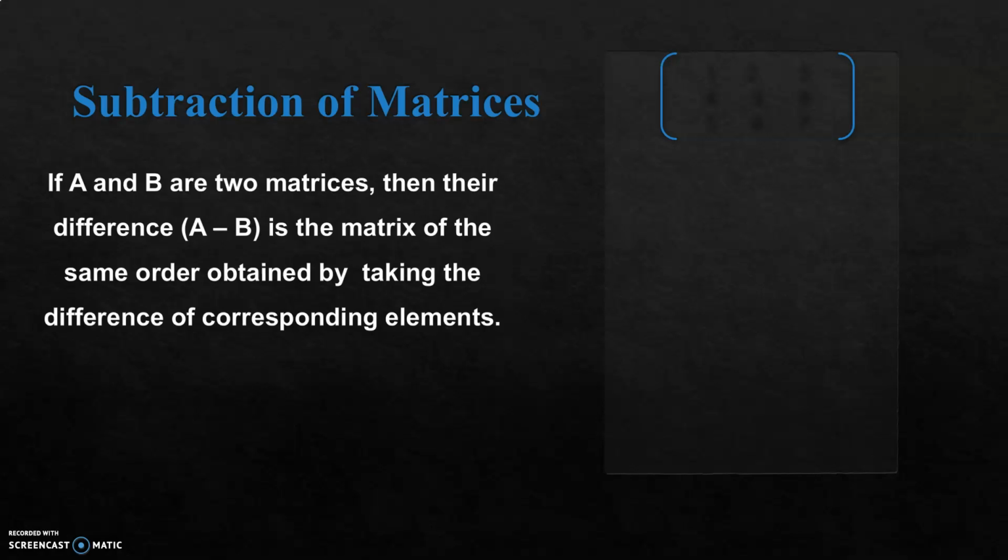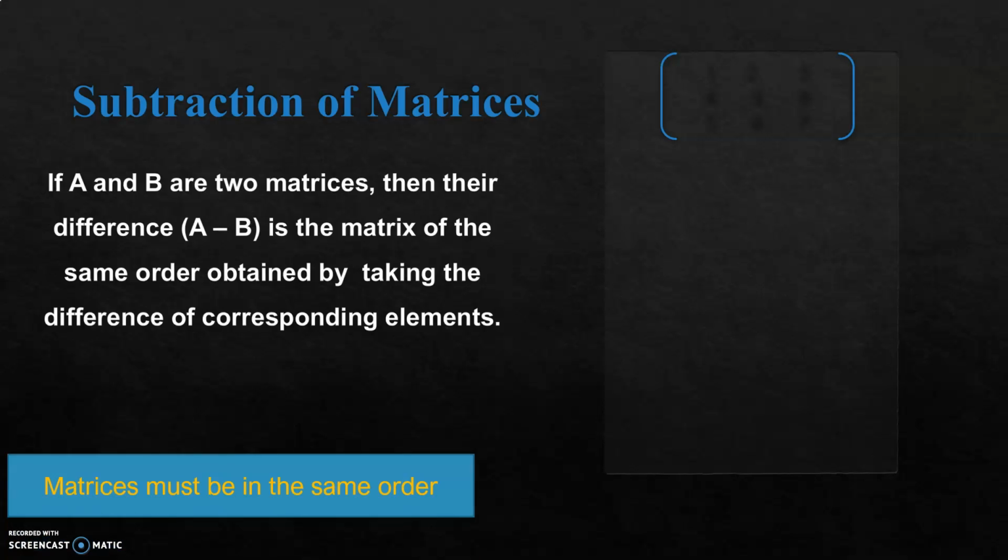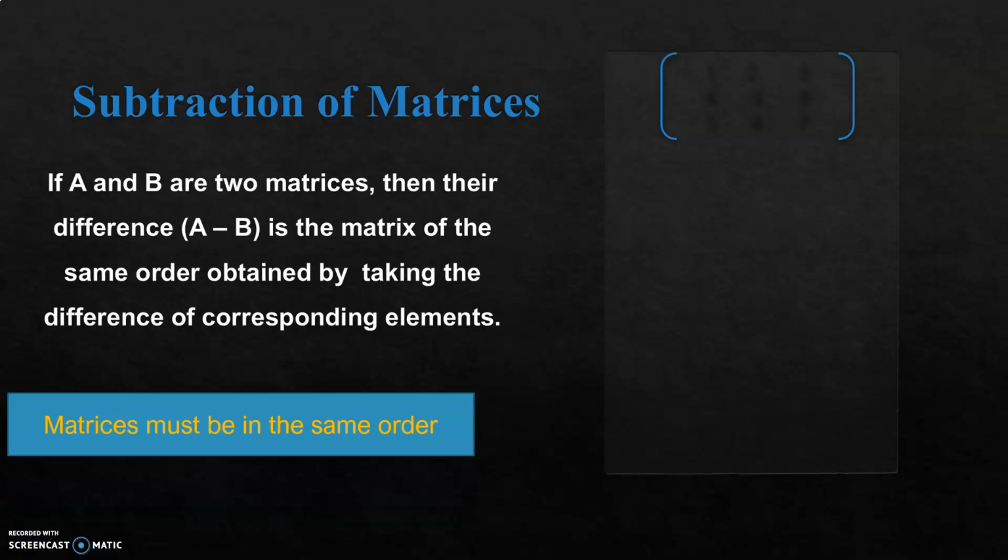So if A and B are two matrices, then their difference, A minus B, is the matrix of the same order obtained by taking the difference of corresponding elements. It is similar to the case of addition. The only condition is that both matrices A and B must be of the same order.